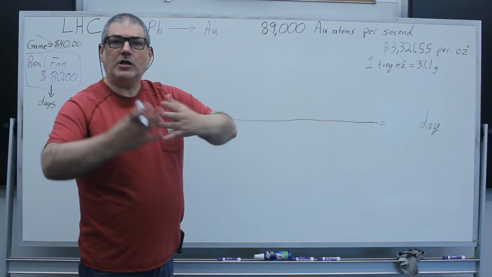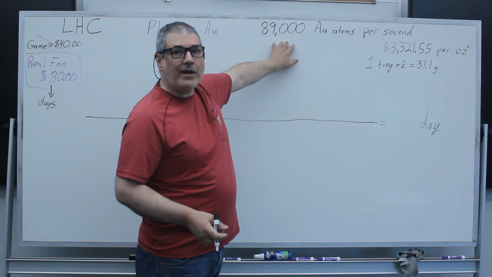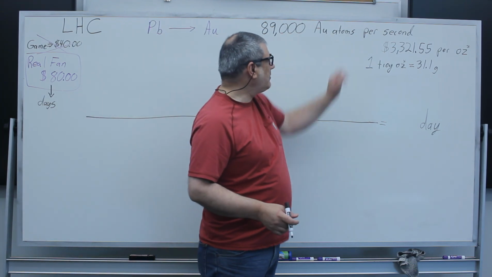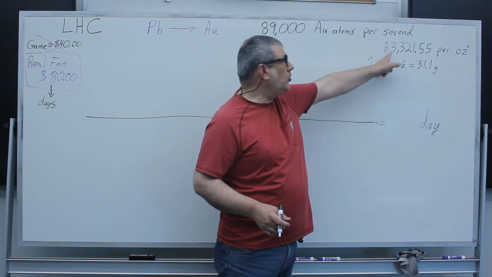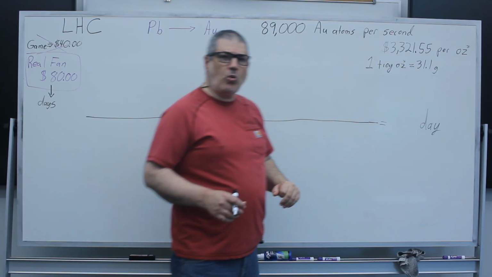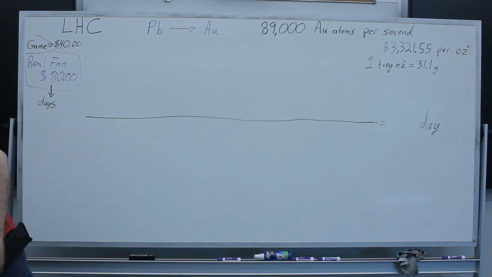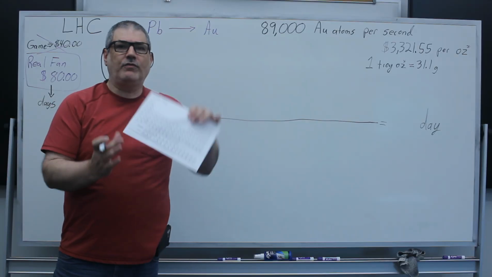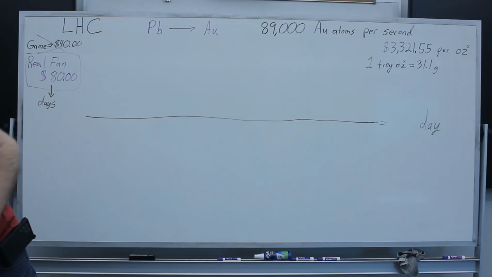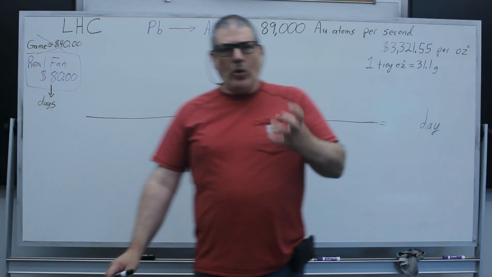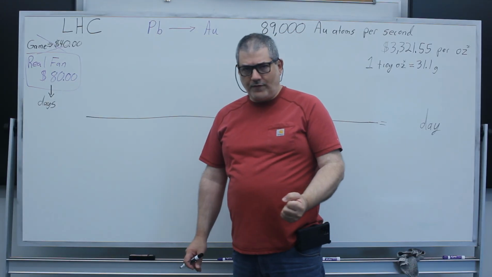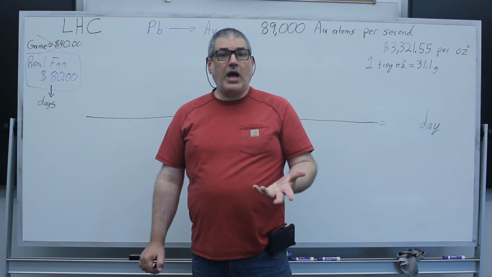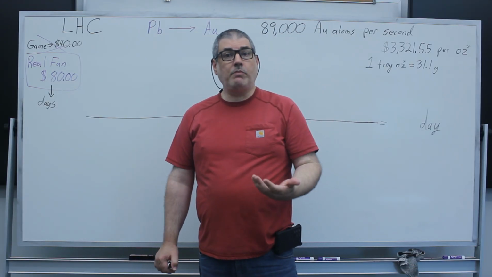I've got all of this information. I've got atoms per second, right? Gold atoms per second. I've got the cost of gold per ounce. I've got troy ounces. Eventually, we'll be looking at the molar mass of gold. So where do I start? We have to think about this problem. What's that one unique piece of information that's really driving the problem itself?